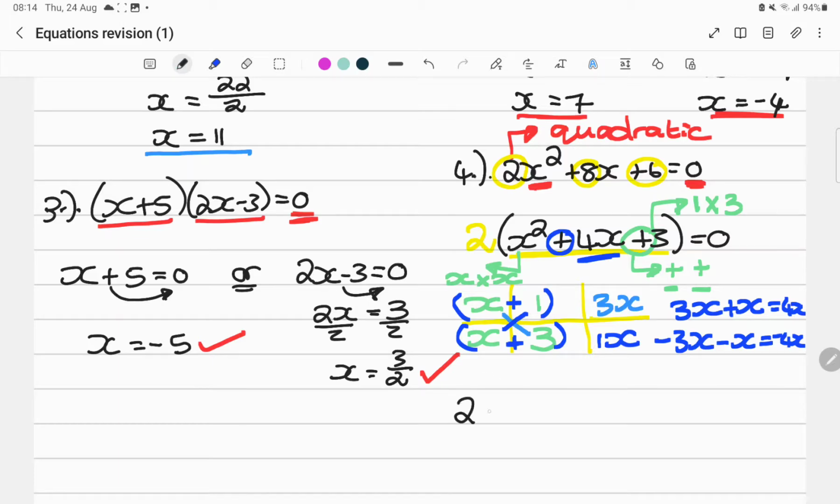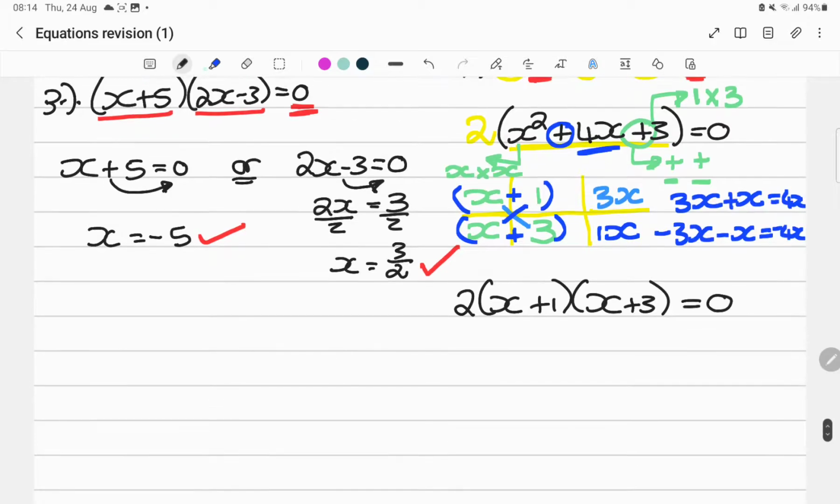Okay, so currently I'm going to have 2, a bracket with x plus 1, and a bracket with x plus 3, and that is equal to 0. And now we're back to how it looked in questions 2 and 3, where I have two brackets and an equal to 0. This 2 is irrelevant, because we cannot say that 2 is equal to 0. So we forget about a number. If it was an x, we would have also put it equal to 0, but if it's just a number, we don't do anything with it.